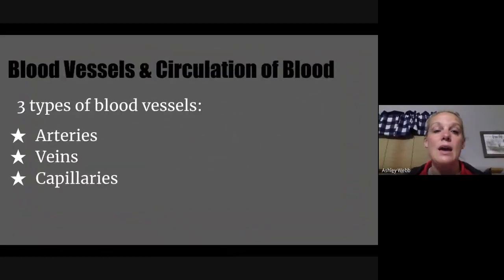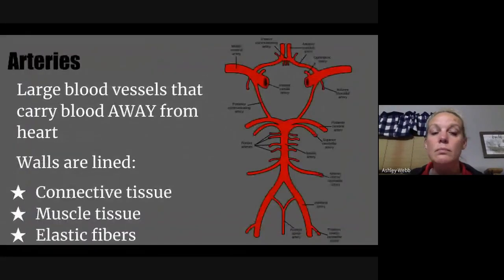When we're looking at blood vessels, there are three main types: arteries, veins, and capillaries. Arteries are those large blood vessels that carry blood away from the heart. Think arteries, starting with an A, away from the heart. The walls have two types of tissue, connective tissue and muscle tissue, and there are lots of elastic fibers in arteries.